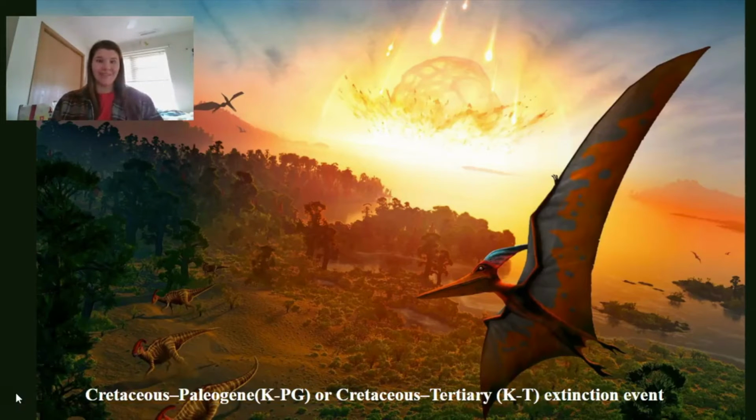KPG/KT mass extinction. This happened roughly 66 million years ago. This is a mass extinction of many species, including the dinosaurs. It is said that this event was caused by an asteroid crashing into the Earth, which caused major loss of life. Of course, with an event of this magnitude, the evolution of species was greatly affected.